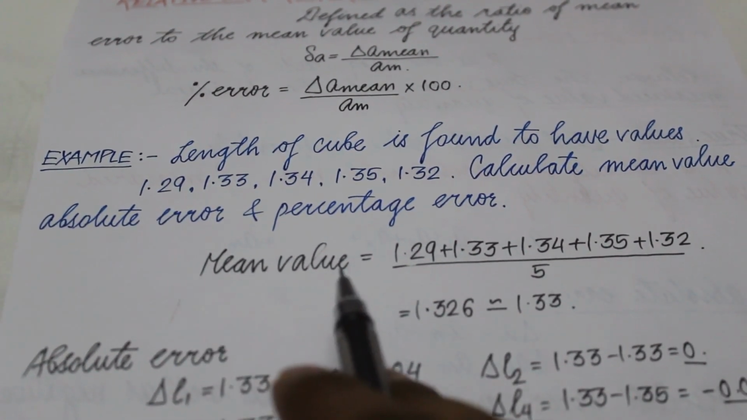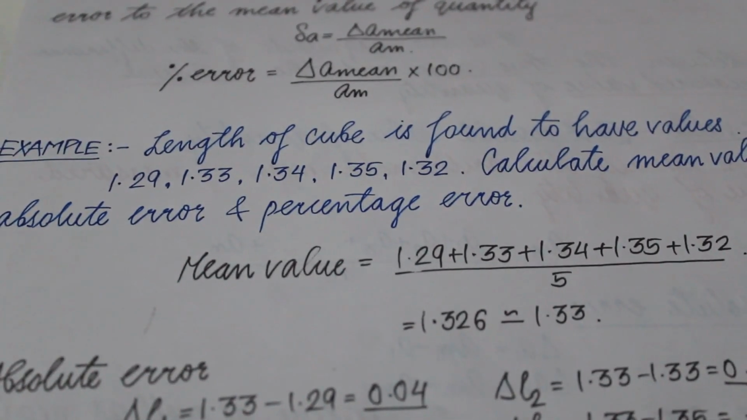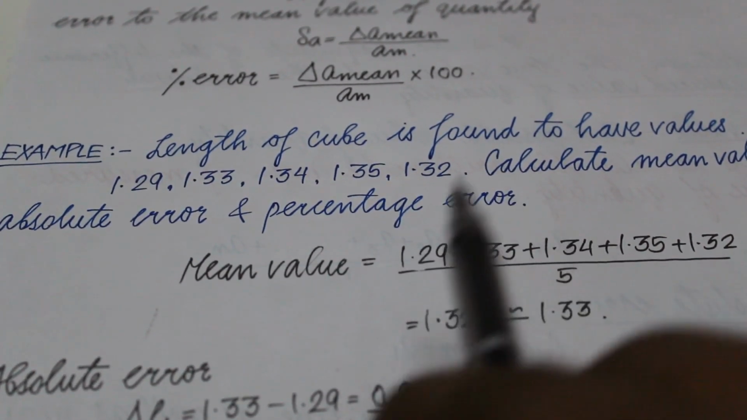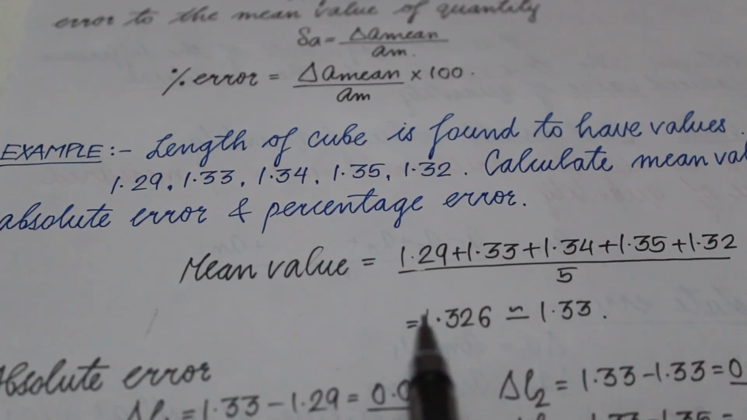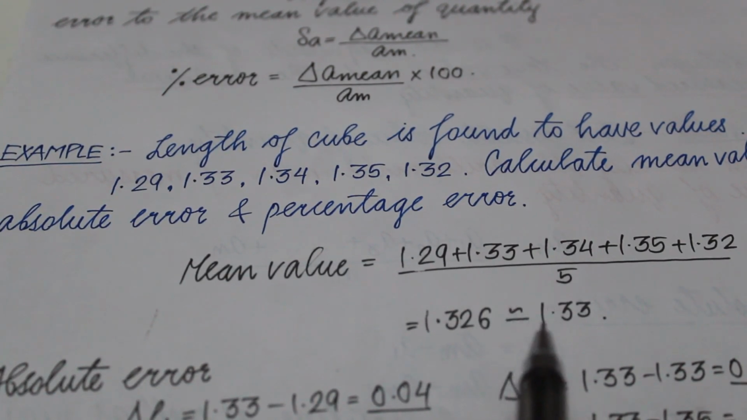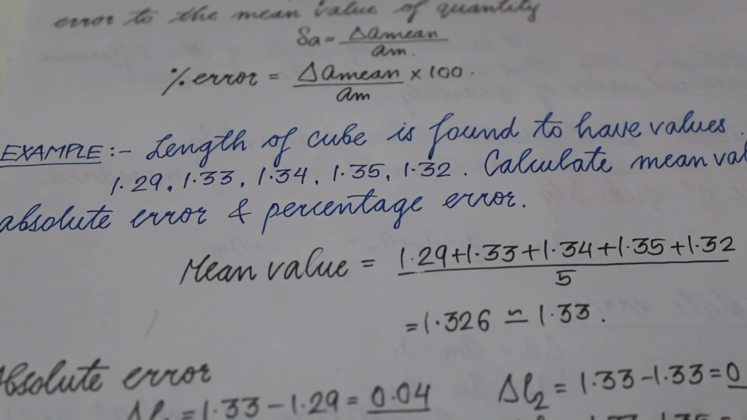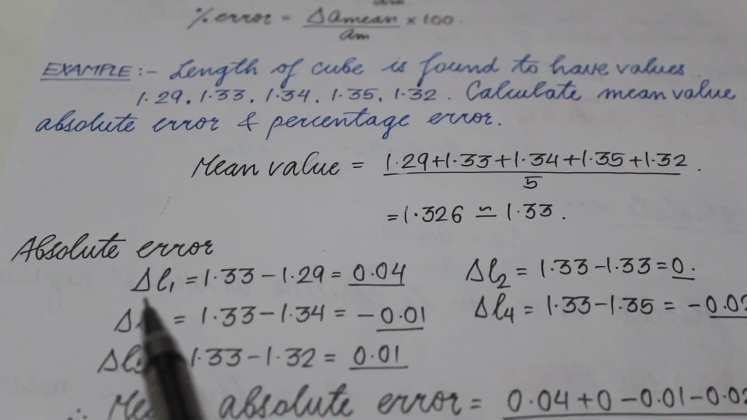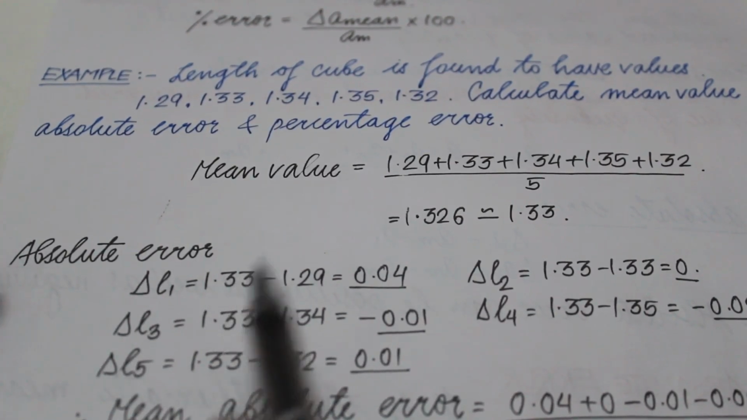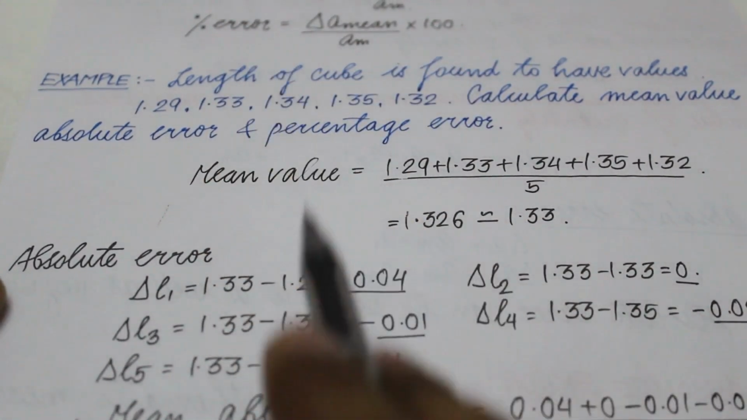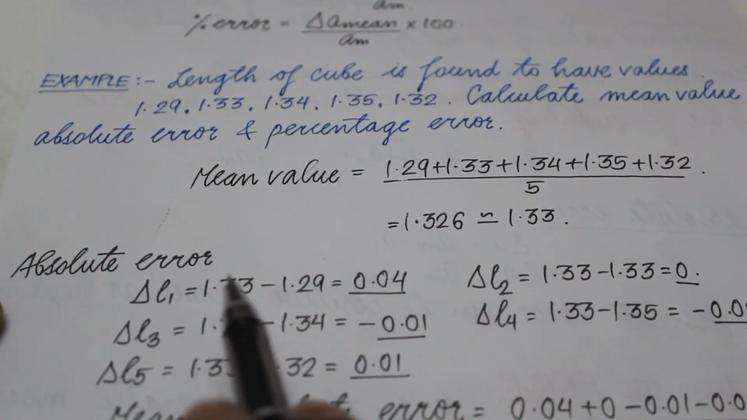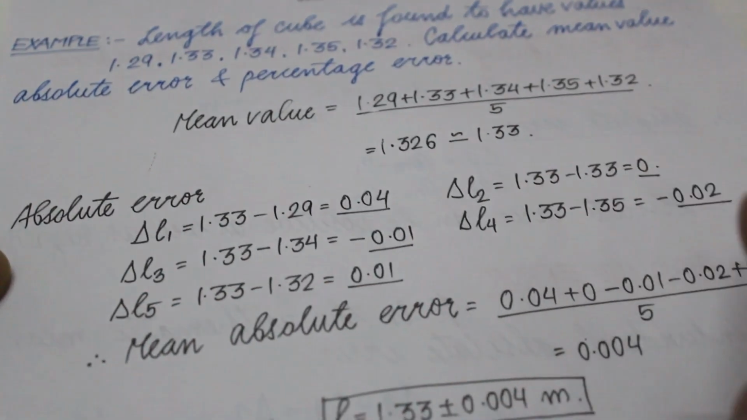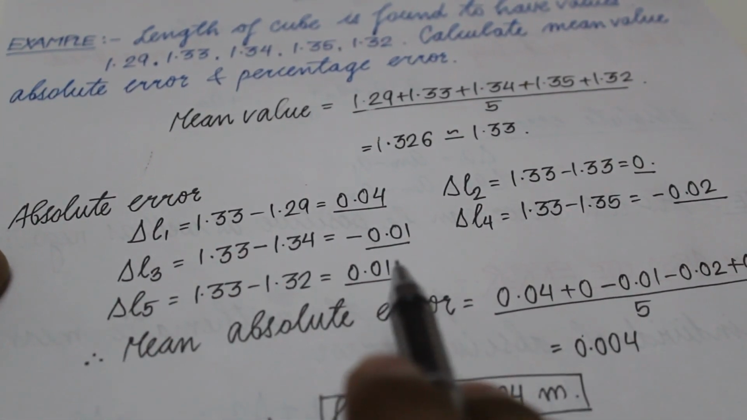So mean value or the true value, as we have discussed, it is the arithmetic mean of all the individual readings. Since there are 5 readings, we'll find the arithmetic mean, which is almost equal to 1.326, or you can say it is almost equal to 1.33 on rounding off. Now what is the absolute error in each reading? So how we'll find out? We'll find out by subtracting each reading from the absolute reading. So absolute reading is 1.33, each reading is 1.29, 1.33 and so on. So we'll subtract and we'll get all these absolute errors.